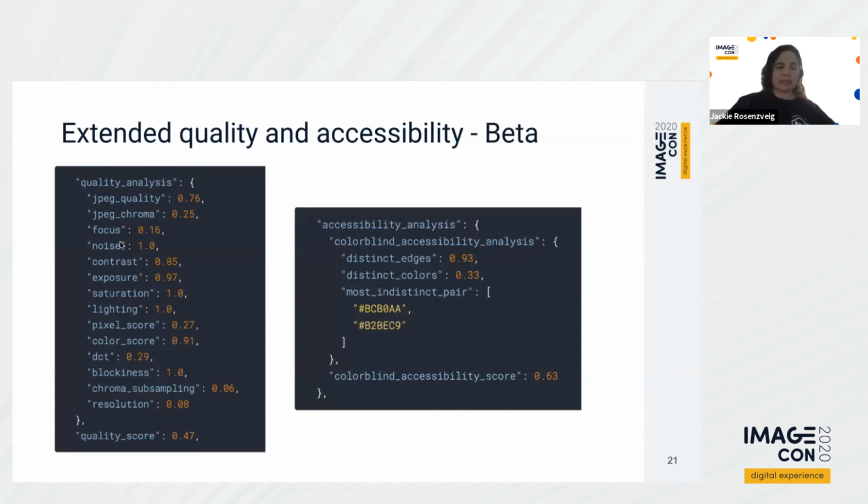You'll be able to get detailed results like this about the quality of each image, as well as the standard total quality score. Within the accessibility analysis, it gives you information about different elements of that image that may be problematic for your colorblind audience, as well as a weighted score at the end. So if you are interested in testing out these new features, then make sure that you contact our support and ask to join this beta.